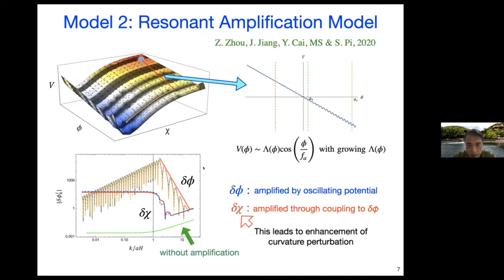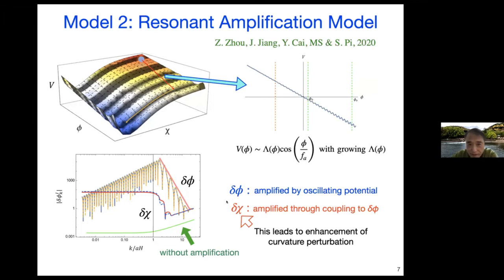However, because of this non-trivial potential, you always have some coupling between phi and chi, and through this coupling the fluctuation delta phi induces the fluctuation delta chi. This field is almost massless, or has a very, very small mass, and it plays the role of the curvaton in the second stage. It can be enhanced and becomes constant on superhorizon scales. Therefore, this delta chi leads to a huge enhancement in the curvature perturbation.